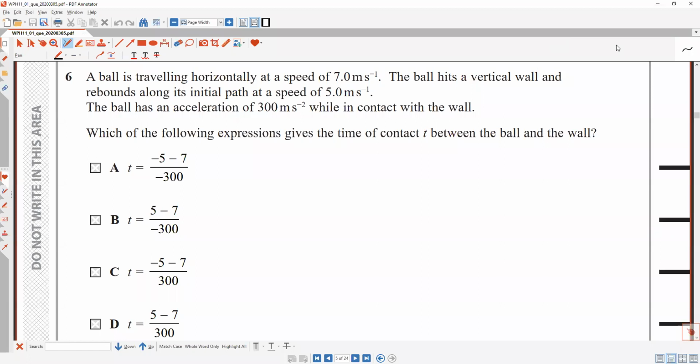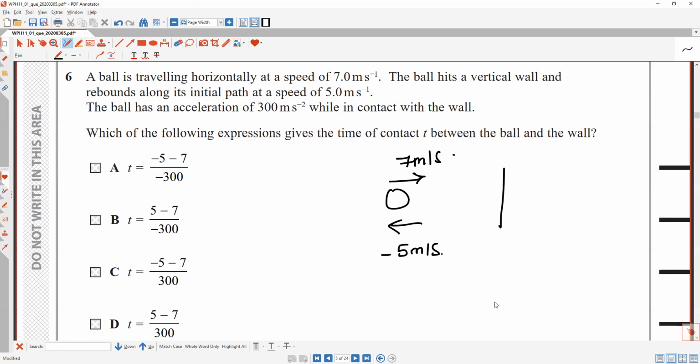A ball traveling horizontally at a speed of 7 meters per second hits a vertical wall. So this is the 7 meters per second. The ball rebounds along the initial path at 5 meters per second. Okay, so it becomes -5 because the direction changed. The ball has an acceleration of so and so. Which of the following expressions gives the time of contact t between the ball and the wall?